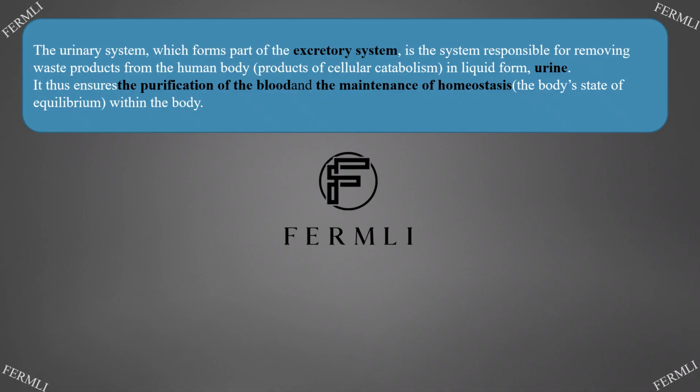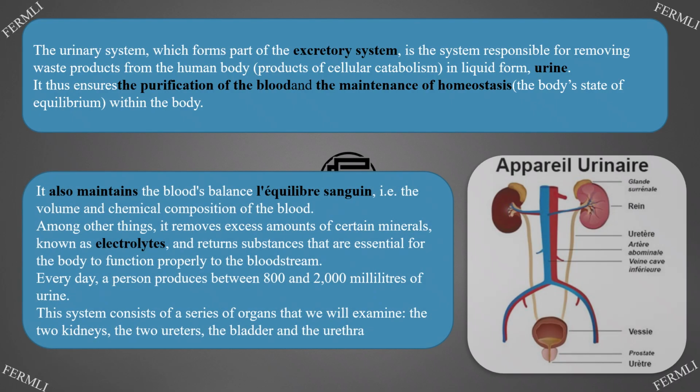The urinary system, which forms part of the excretory system, is the system responsible for removing waste products from the human body, products of cellular catabolism, in liquid form, urine. It thus ensures the purification of the blood and the maintenance of homeostasis, the body's state of equilibrium, within the body. It also maintains the blood's balance, i.e. the volume and chemical composition of the blood.